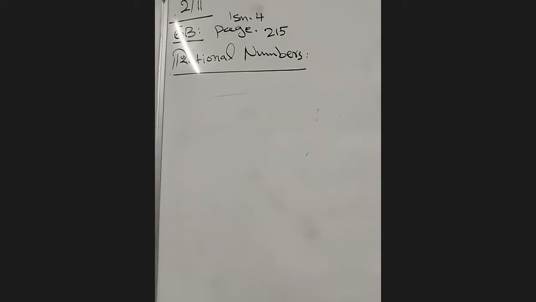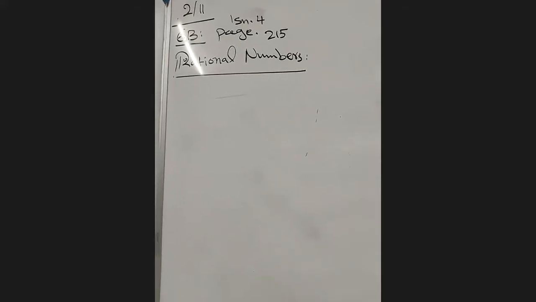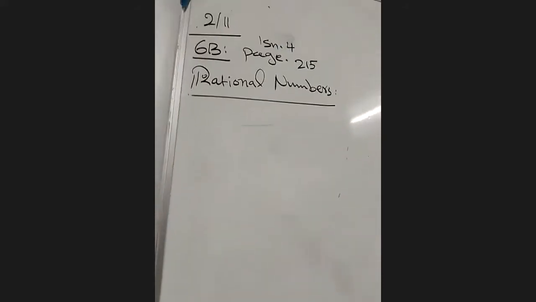Welcome. That, guys, let's start now in our new lesson. Lesson 4, rational numbers. Yesterday we compared between integers, which is bigger, which is smaller, and we put them in order from least to greatest or greatest to least. So today, inshallah, we'll talk about rational numbers, page 215. Prepare your books there, please.